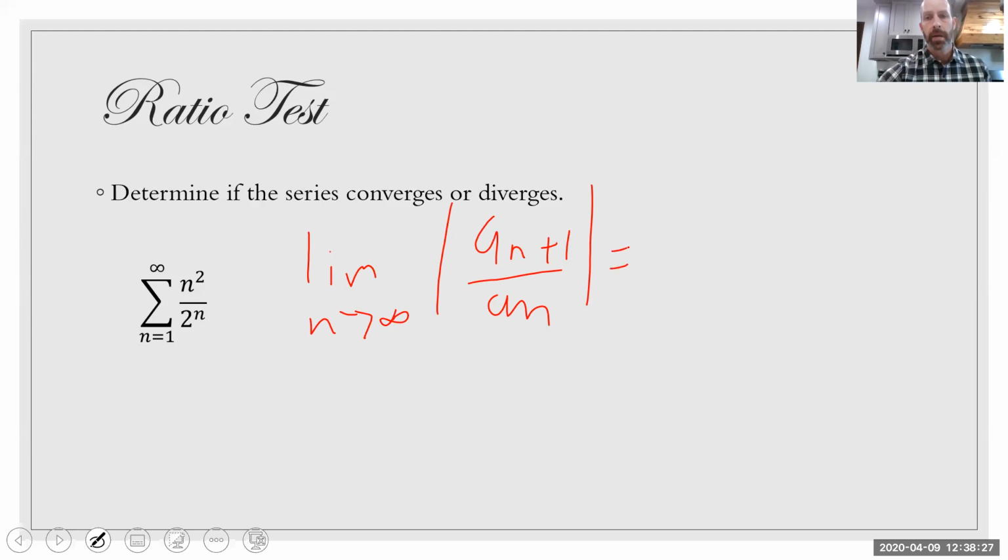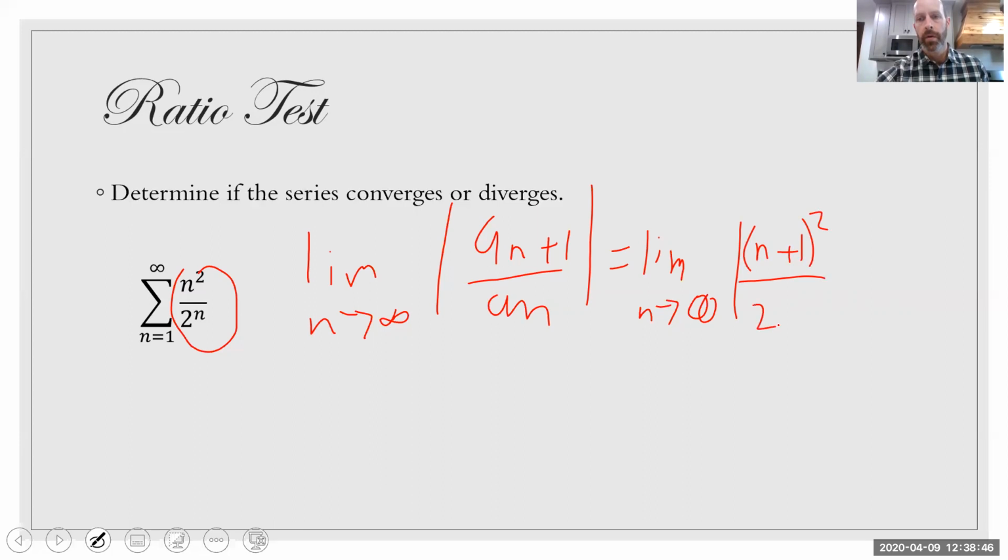In this case, we're going to have the limit as n goes to infinity of, now I'm going to do this top term first. So this right here is going to be my a sub n plus 1. So I'm going to add a 1 to the n. So it's not going to be just n, it's going to be n plus 1 squared over 2 to the n plus 1. Now I'm going to divide by a sub n, which means I'm going to multiply by its reciprocal. So we've got this limit here.